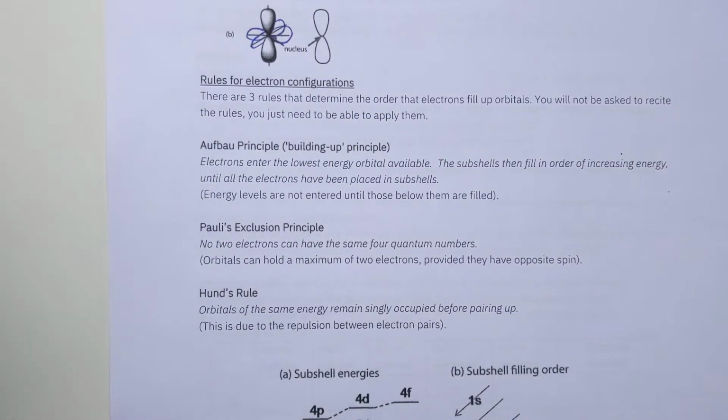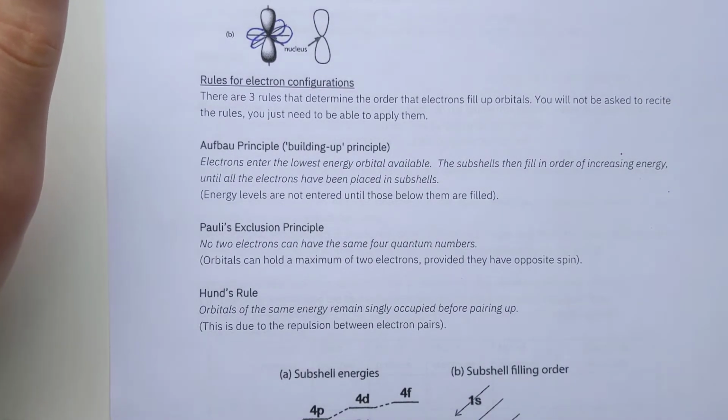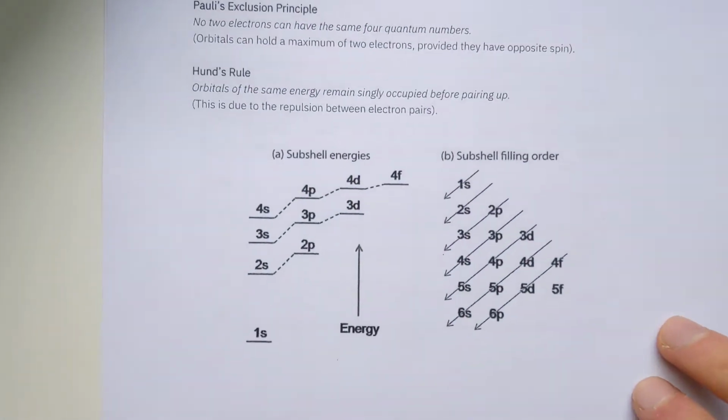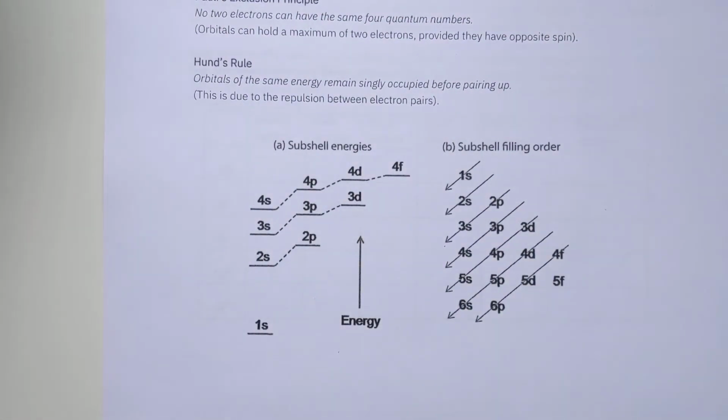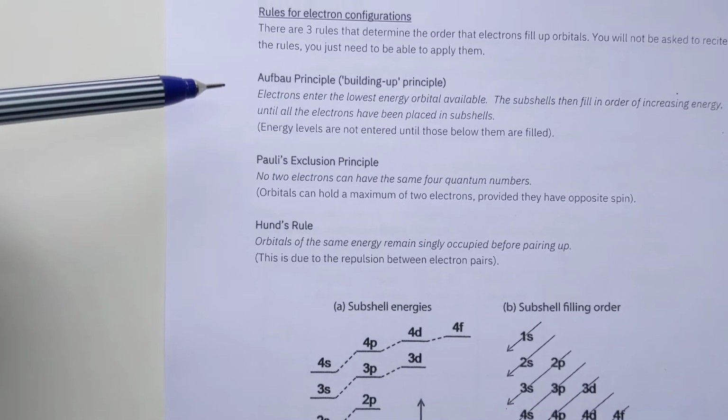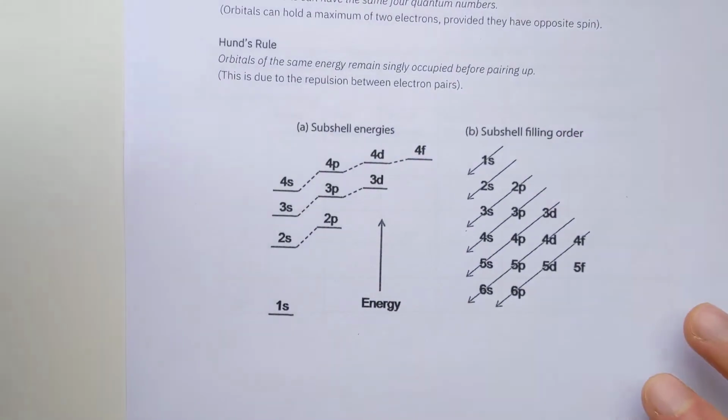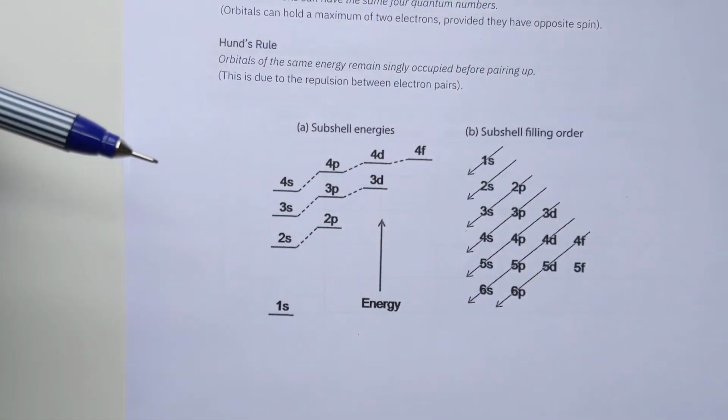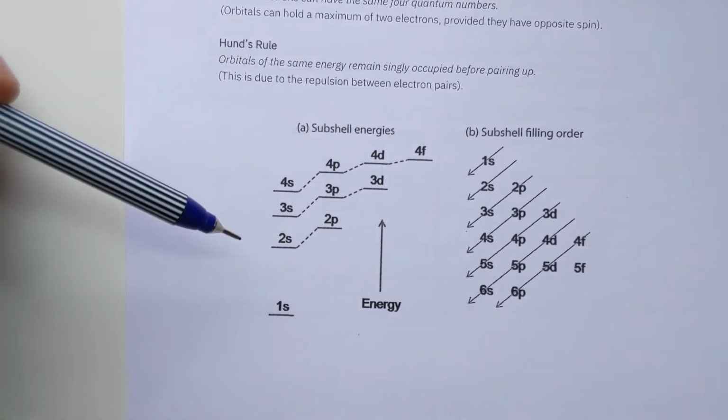You can read them yourself, it's quite interesting the way they're worded. We don't have to learn them off or recite them, we just need to apply them. I'm going to go straight to the application by looking at some examples. So first thing to look at is the graphs down here, which reveal the order that we fill up our sublevels. The first rule, which is the Aufbau principle, is that you should put electrons into the lowest energy level that's free.